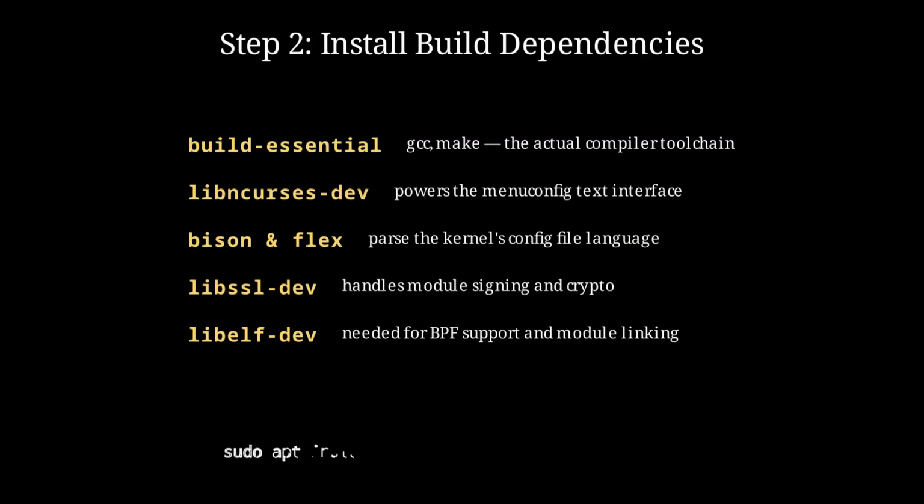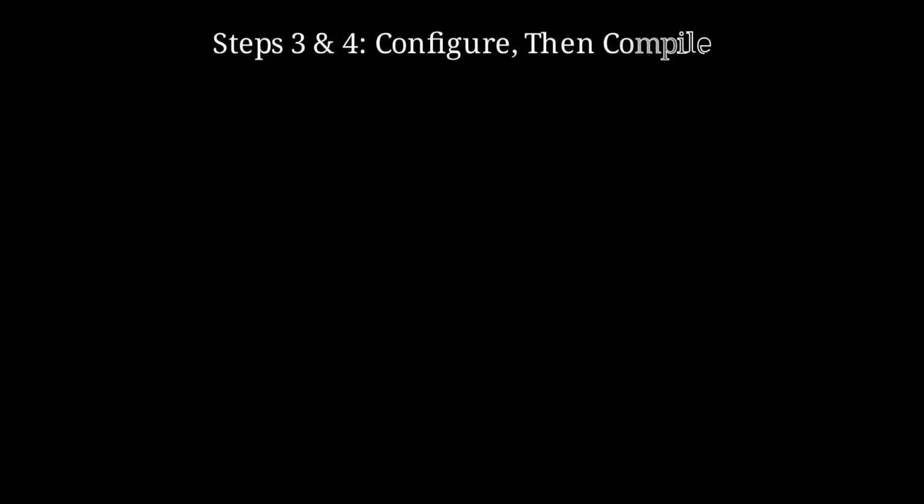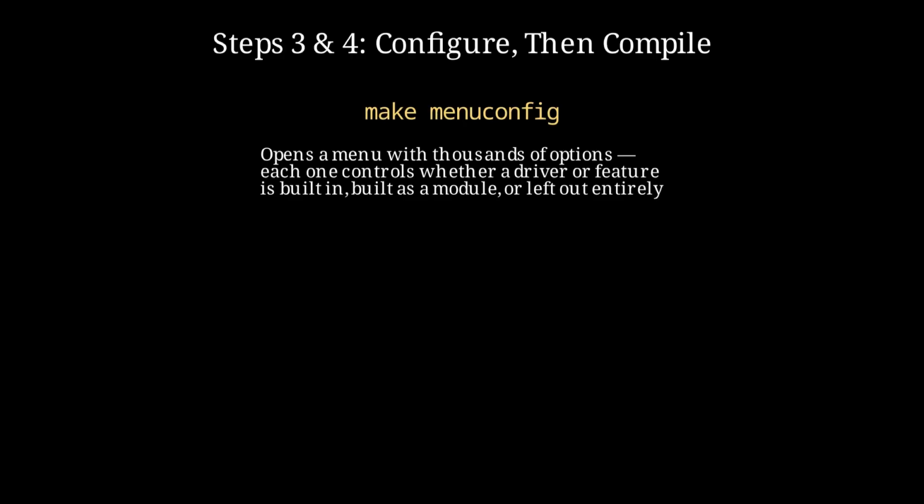Steps 3 and 4 go together. Configure, then compile. Make menuconfig opens a menu with genuinely thousands of options. Each one controls whether a driver or feature gets built directly into the kernel, built as a separate loadable module, or left out entirely. All of those choices get saved into a single file called .config.